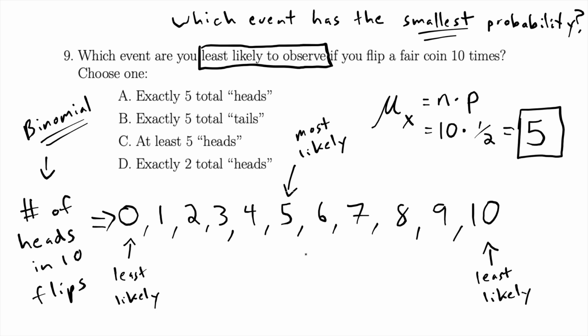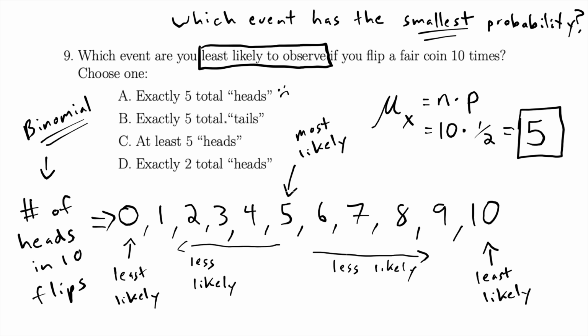So there's a gradient here. Now we have some possibilities and we're wondering which one has the smallest chance of happening. Well, exactly 5 total heads is right in the middle, and we said that was the most likely. So that definitely is not going to be our answer. Now, exactly 5 total tails. Well, that's actually not any different from the outcome of 5 heads. If you get 5 heads, you get 5 tails. These are the same outcome.